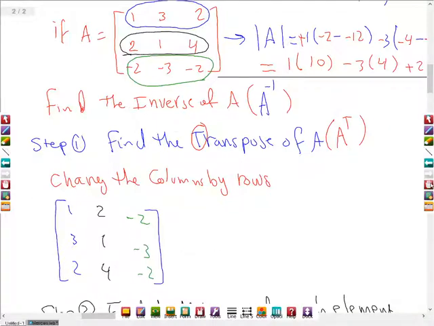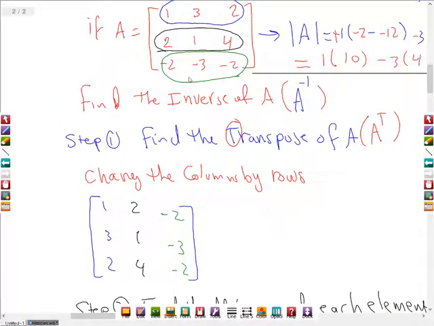I did it in different colors. You see the first row, 1, 3, and 2? We make it a column. You see the second row, 2, 1, and 4? We make it a column in black. Negative 2, negative 3, negative 2, we make it a column. Fair enough? Change the columns to rows, rows to columns: 1, 2, negative 2.